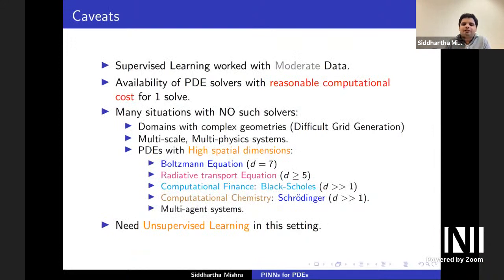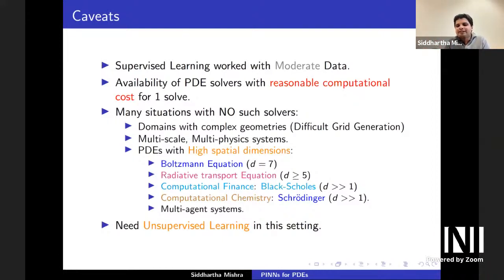But there are many situations where you don't have access to that. For instance, if you have a very complicated three-dimensional domain, it might be difficult to generate a grid. If you have some multi-scale, multi-physics system, or if you have PDEs with high space dimensions. We have written a bunch of these. In some cases, you have representation formulas, so you can generate data cheaply, but in many other cases, you cannot. The point is that you cannot even have 100 to 1,000 data samples. You might have 10 with some luck, or maybe 0.